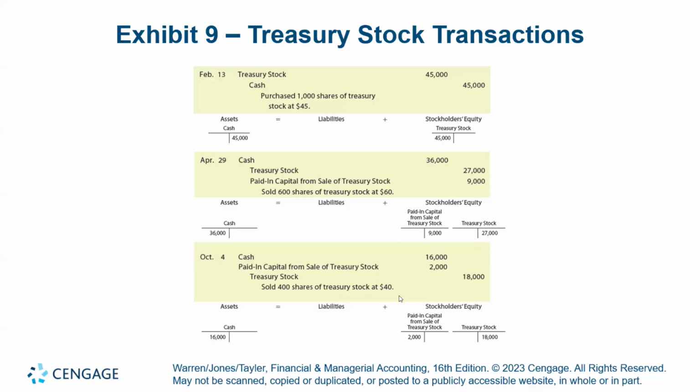And then finally, on October 4th, they sold 400 shares for $40. So here you can see that, again, 400 shares times $40 is $16,000 in cash. They're going to credit the treasury stock 18,000 and debit the paid in capital. So you'll notice up here, they credited paid in capital in excess because they sold the stock for more than its par value. Here, they sold the stock for less than its par value, so they debited that amount.